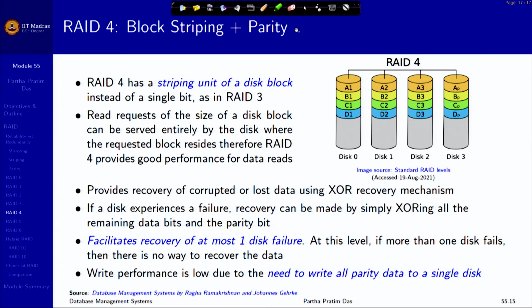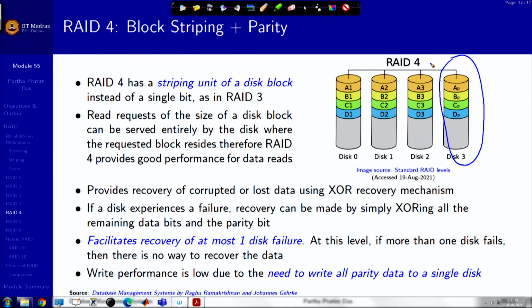RAID 4 uses striping, but at a block level. So, it does block striping plus parity. Again you have a parity disk, but now you are spreading blocks. A1, A2, A3, B1, B2, B3 are blocks, and these are their respective parities which are kept in the parity check disk. At the time of recovery, corrupted or lost data can be extracted by the XOR mechanism. If you do not understand the XORing mechanism, you will have to read about the parity mechanism a little bit in detail.